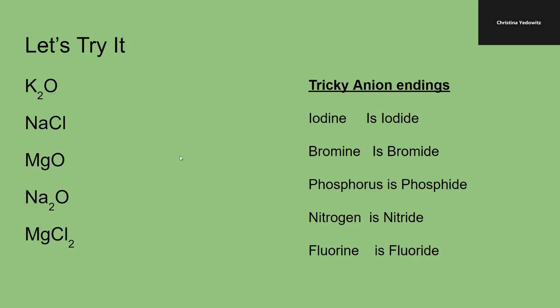Okay, so let's practice a couple of these. These are some simple ionics that are binary, and so naming them is very easy. You just put the positive ion and the negative ion.